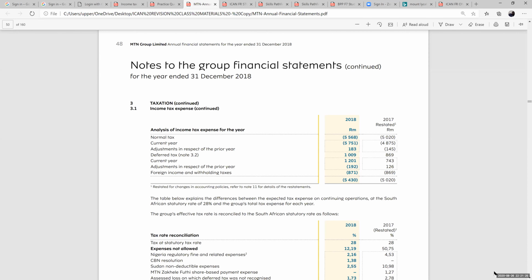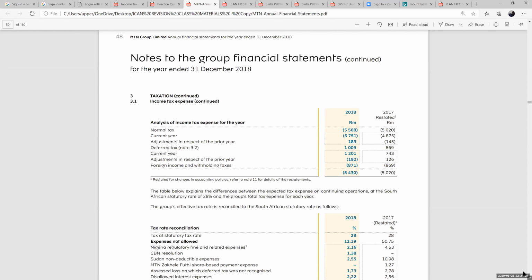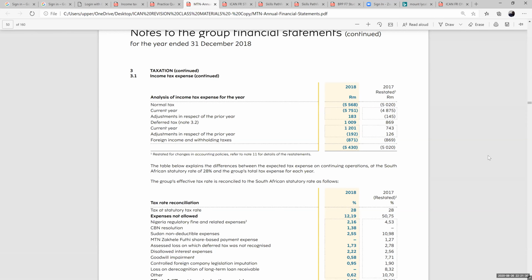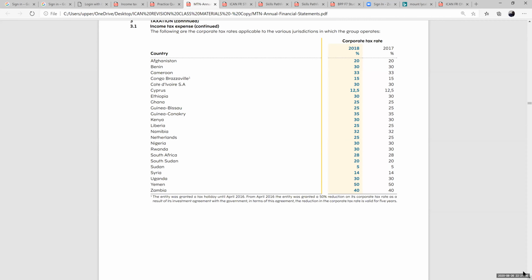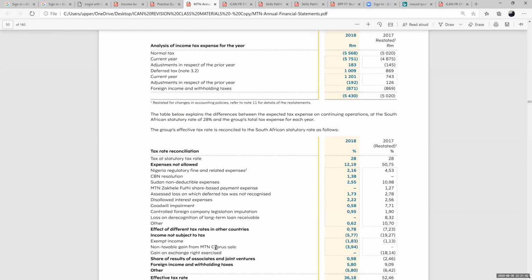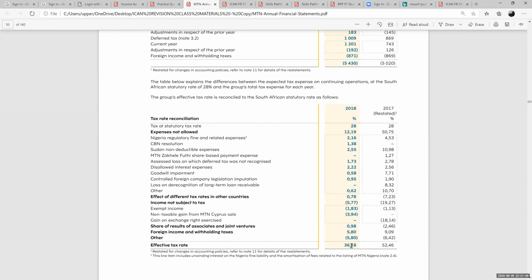But the relative reconciliation is in percentages. In that case, what we do is we reconcile the corporate tax rates, which they call the statutory rate, which is 28%, with the effective tax rate, which is 36.18%. And the justifications for it are all these items that result in the temporary and permanent differences. And if you remember the case of the MTN fine, you can see it here.